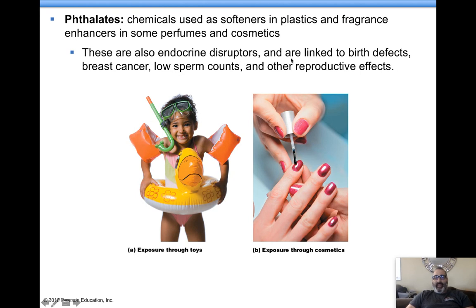Endocrine disruptors again, linked to birth defects, cancer, sperm counts, reproductive effects. Where are they found? They're found in cosmetics commonly, and they're softeners in plastics. All right. So we are going to wrap our lecture up there today.